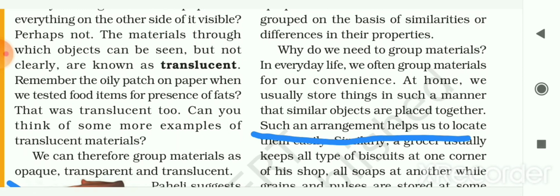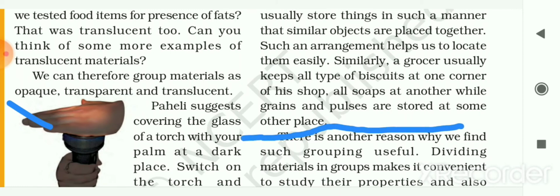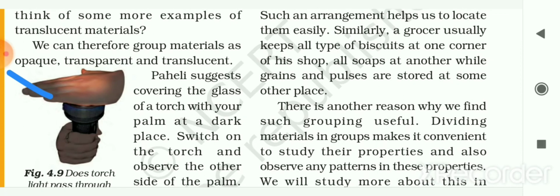In everyday life we often group materials for our convenience or for our betterment. At home we usually store things in such a manner that similar objects are placed together, and such an arrangement helps us to locate a particular object easily. The example is given to you. If you have seen a grocery shop, a grocer usually keeps all types of biscuits at one corner of his shop, soaps at another corner, and grains and pulses at a different place. He is classifying the objects like this, so he will locate them easily.